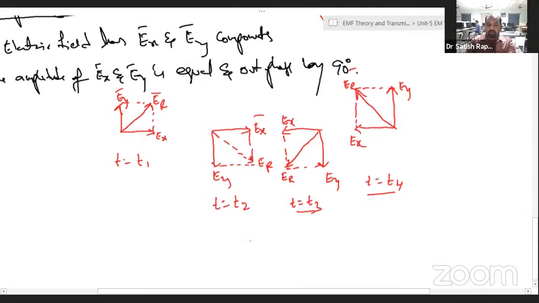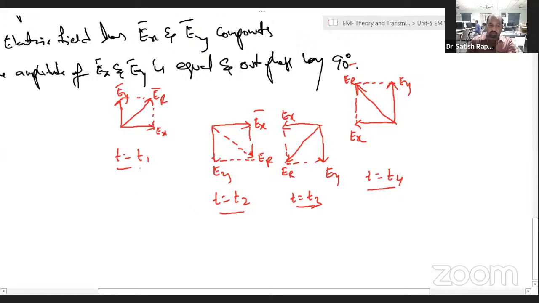Here, if you observe from t1 to t2, what is the phase shift? Let us say this is 45 degrees. And what is the locus point of the resultant electric field? This is the locus point of the resultant electric field at t equals t1, this is the locus point at t equals t2, this is the resultant electric field at t equals t3, and at t equals t4, this is the locus point, right?